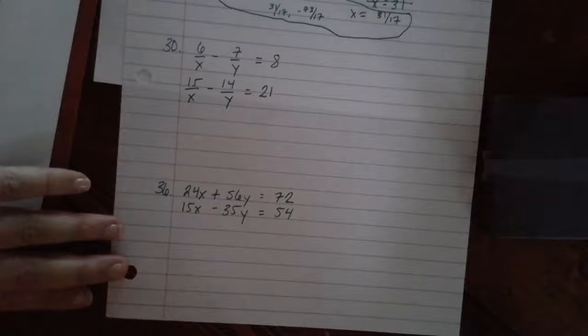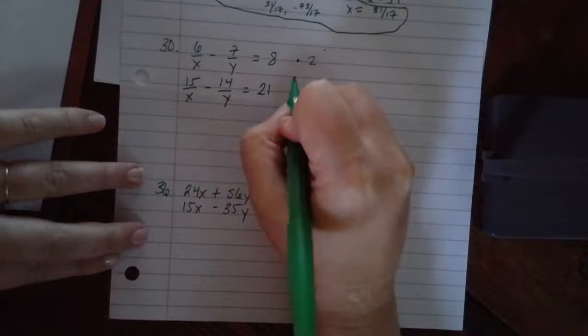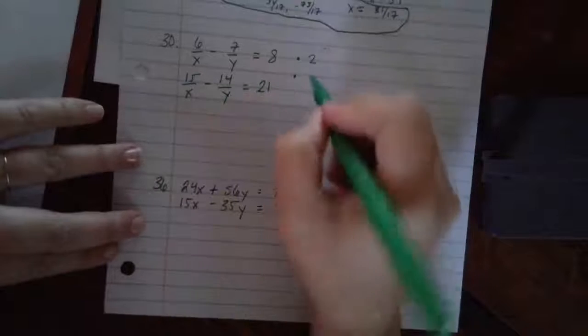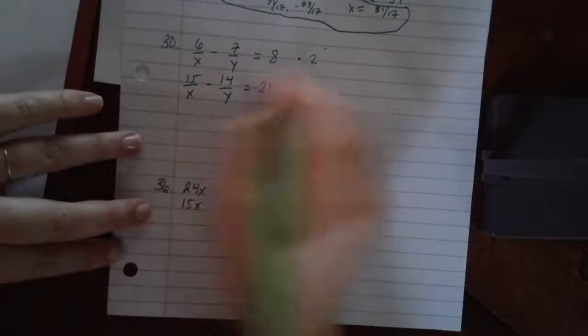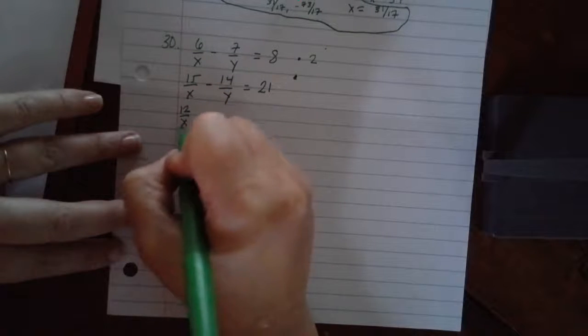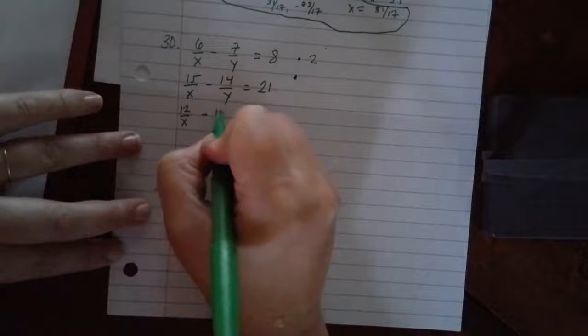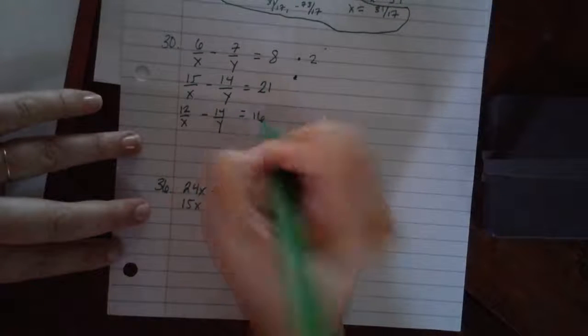I see right now that 7 goes into 14. Do y'all see that? I hope you see that. So I'm going to multiply this top equation times 2 and this bottom equation times nothing because it already doesn't need anything because then it'll be the same. Okay, so I will end up then with 2 times 6 over x is 12 over x minus 14 over y. You'll see that? Equals 16.